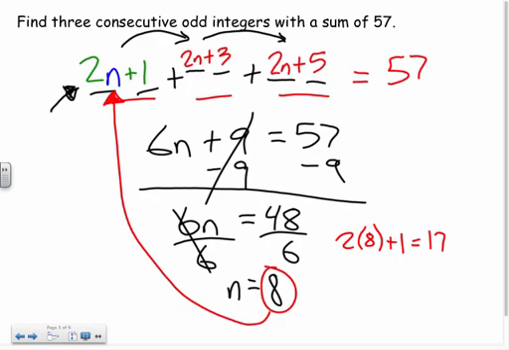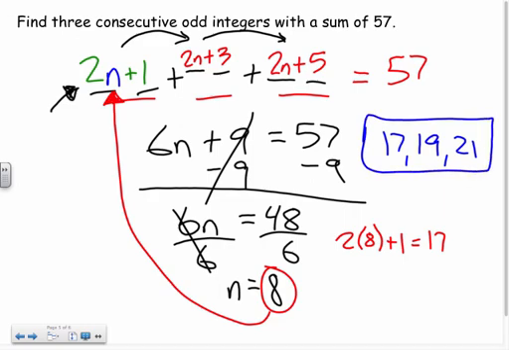So there's my first odd integer, 17. So I'm going to write this in blue here. So 17 is my first one. Well, I can just figure out my next two. 19 is my next odd integer. 21's my last because they're consecutive odd integers. And if I would add them up, they would add up to 57, right? 19 plus 21 is 40. 40 plus 17 is 57.